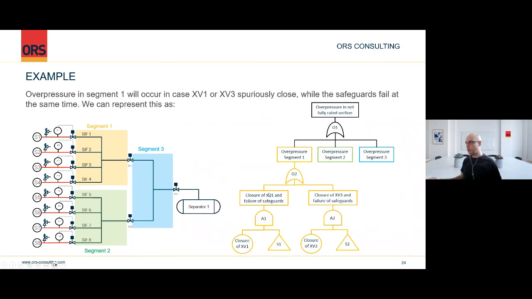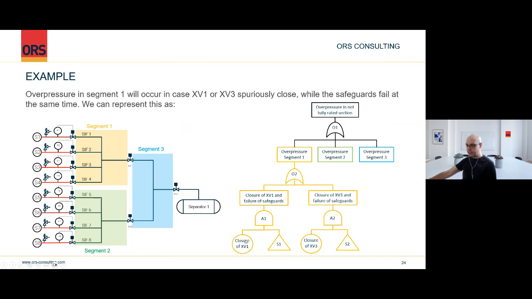That's fairly simple, right? So then we go to segment 1. Let's focus on the first segment. That will occur if either XV1 or XV3 is spuriously closed, while the safeguards fail at the same time. So always, when you're building this, it's a failure of an initiating event happening, and then the safeguards that you have for that initiating event failing at the same time on the AND gate, right? So if XV1 closes, then we have closure of XV1 and failure of its safeguards, right?